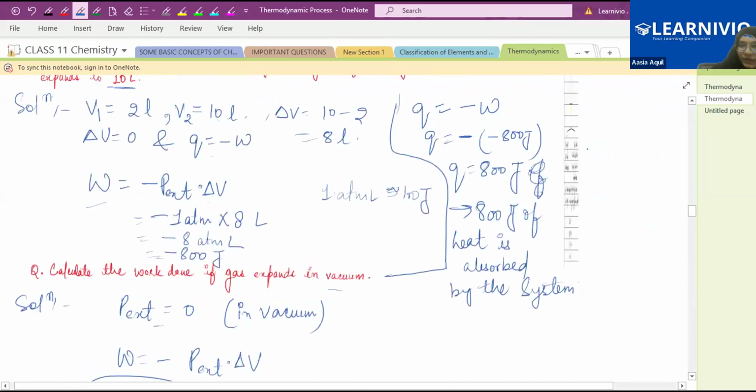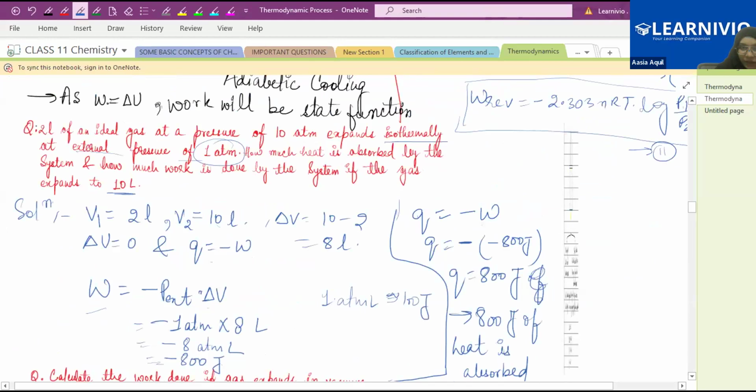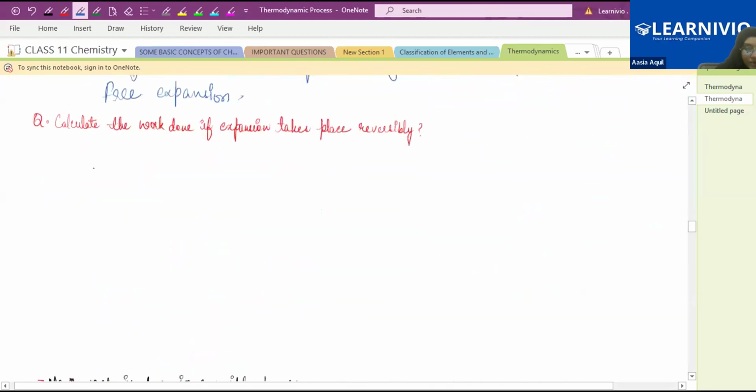Again, this is a continuation part. So here the initial volume is 2 and the final volume is 10. You will take that only. So what is the formula? First, write down the formula. W reversible is equal to, and that's why I told you all that formulas are very, very important. Just remember each and every formula: 2.303 nRT log V2 upon V1.